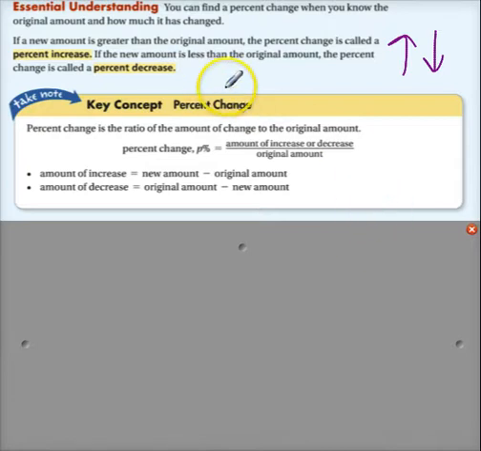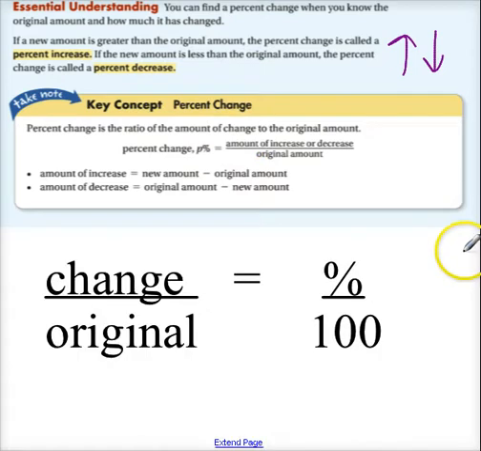So there's a formula for finding percent change. It's kind of similar to our is over of equals percent over 100. This time it's change over original equals percent over 100. So remember, this is when you're finding how much something changed. Change over original equals percent over 100. Let me show you how to use this formula.